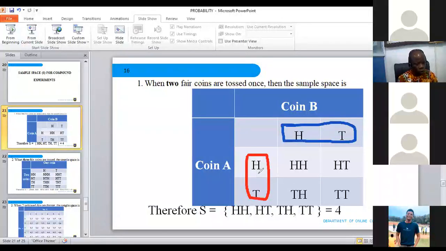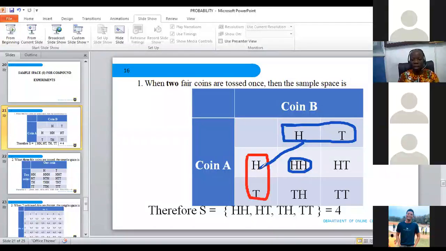Okay? You are going to put that result together, so you will get 2 results. So this and this will now give me head, head. Can you see that? Meaning the first result from A and the first result from B will give me head, head. Akiti, did you get that? Yes, sir.